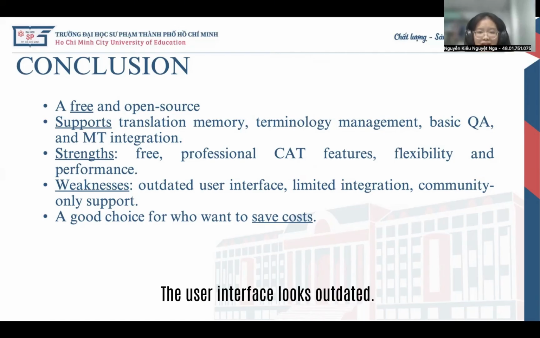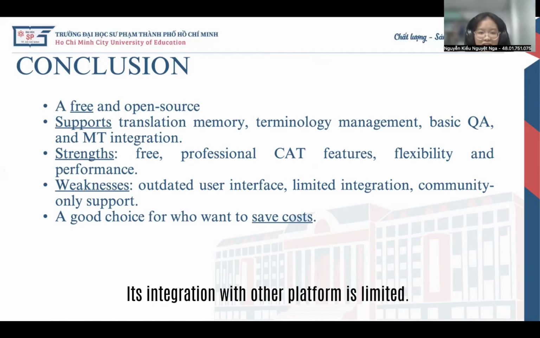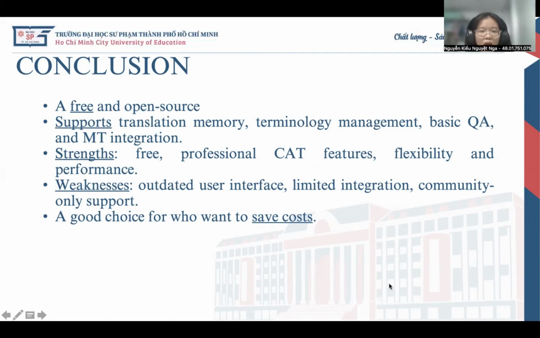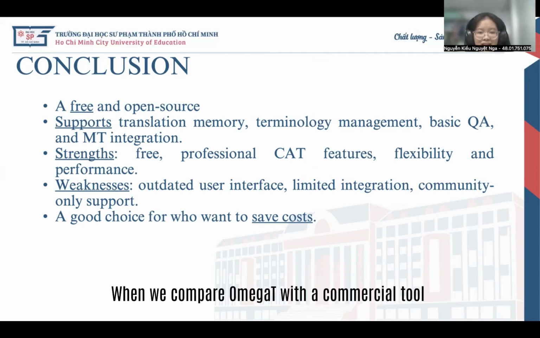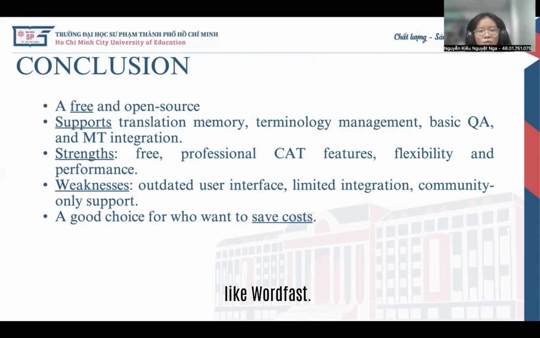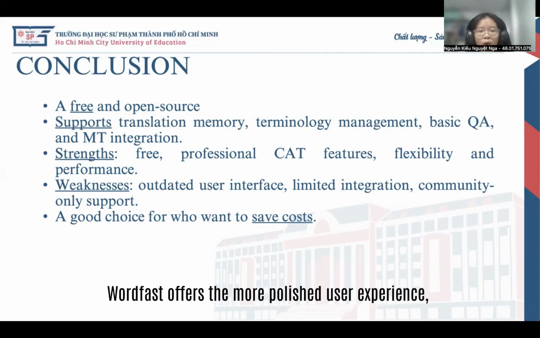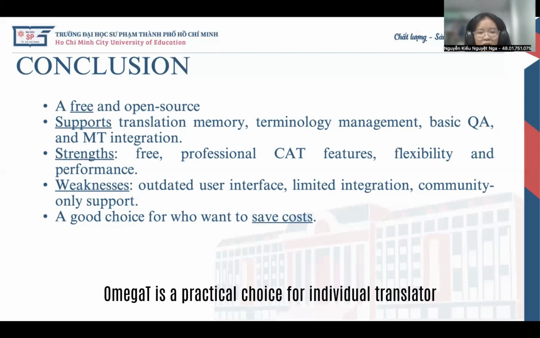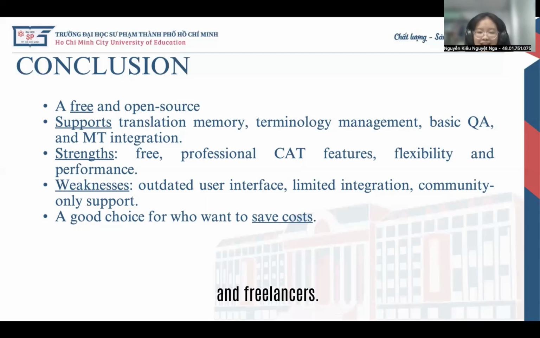The user interface looks outdated. Its integration with other platforms is limited, and users must rely mainly on community support. When we compare OmegaT with a commercial tool like WordFast, the differences become clearer. WordFast offers a more polished user experience and stronger technical support, but it comes with licensing costs. In conclusion, OmegaT is a practical choice for individual translators and freelancers.